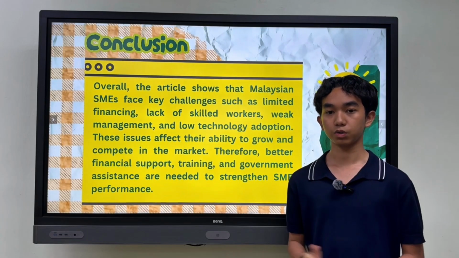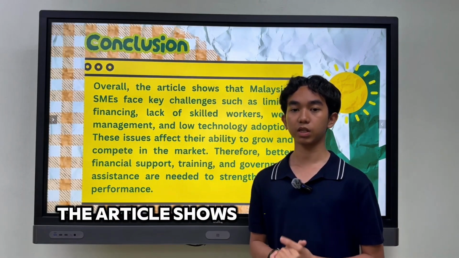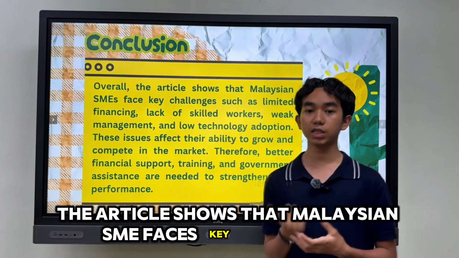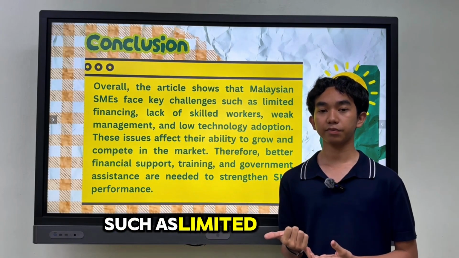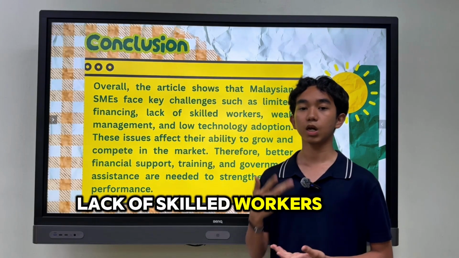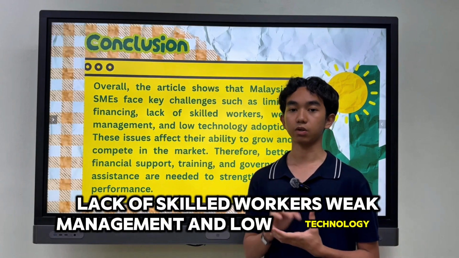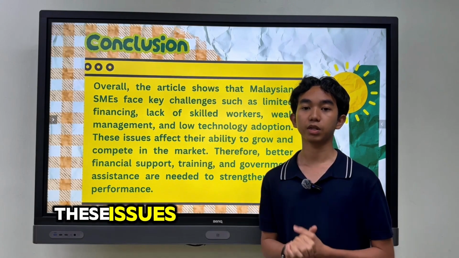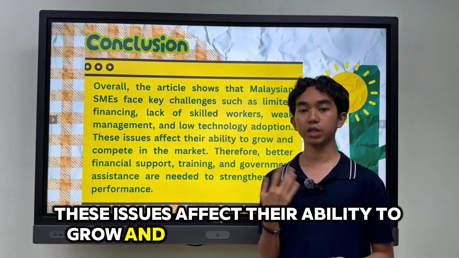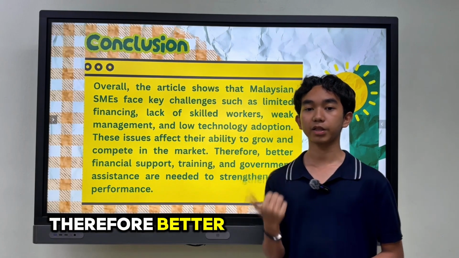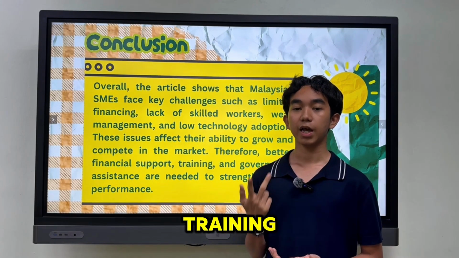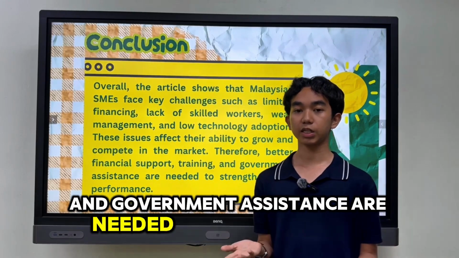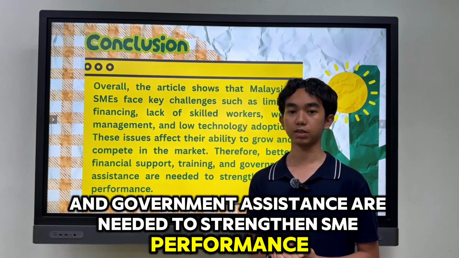So for the conclusion, overall, the article shows that Malaysian SMEs face key challenges such as limited financing, lack of skilled workers, weak management, and low technology adoption. These issues affect their ability to grow and compete in the market. Therefore, better financial support, training, and government assistance are needed to strengthen SME performance.